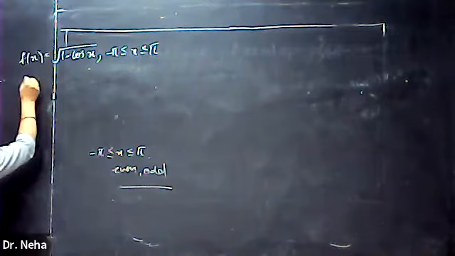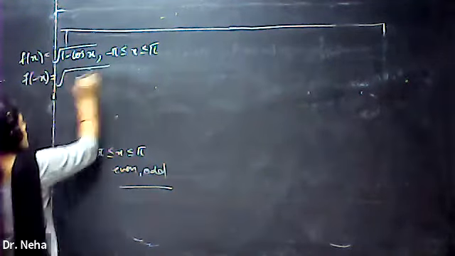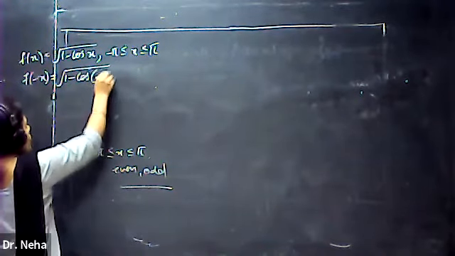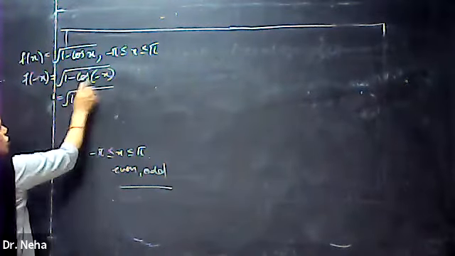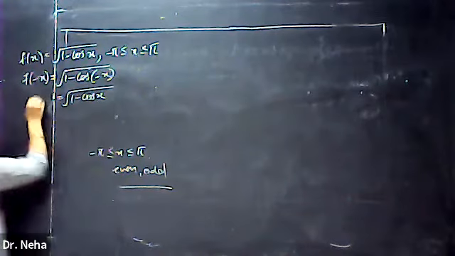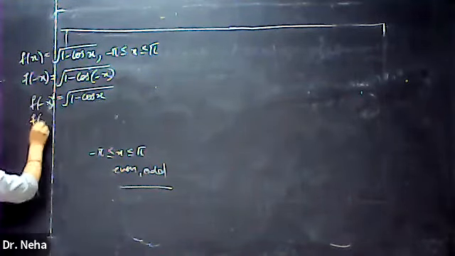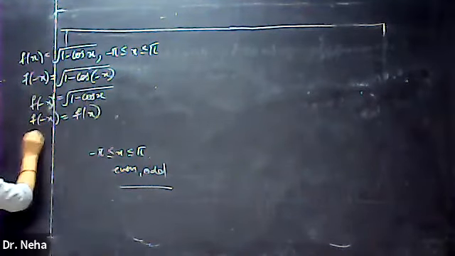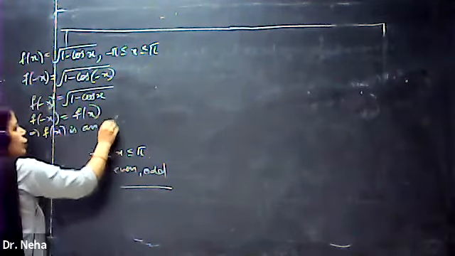For that, let's replace x with minus x on the left hand side as well as on the right hand side. The right hand side will become square root of 1 minus cos of minus x, and we know that cos of minus theta equals cos theta, so it will remain the same. f(minus x) is equal to square root of 1 minus cos x. That means f(minus x) is equal to f(x) again. So this implies f(x) is an even function.